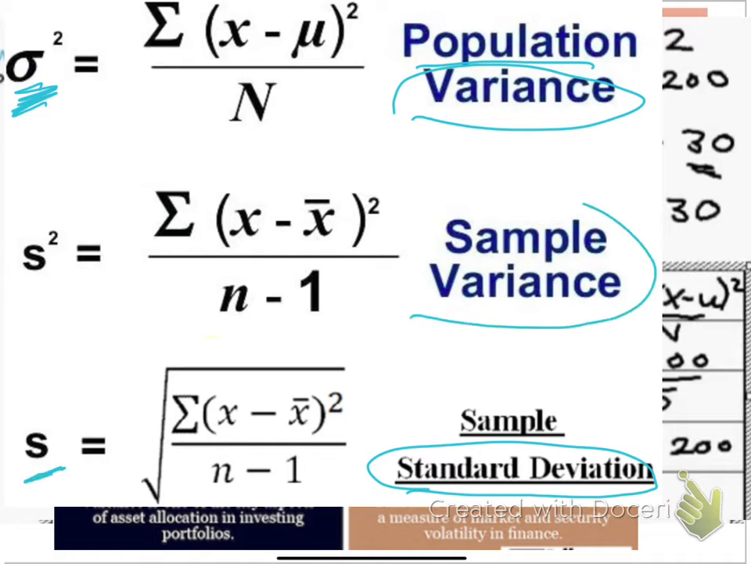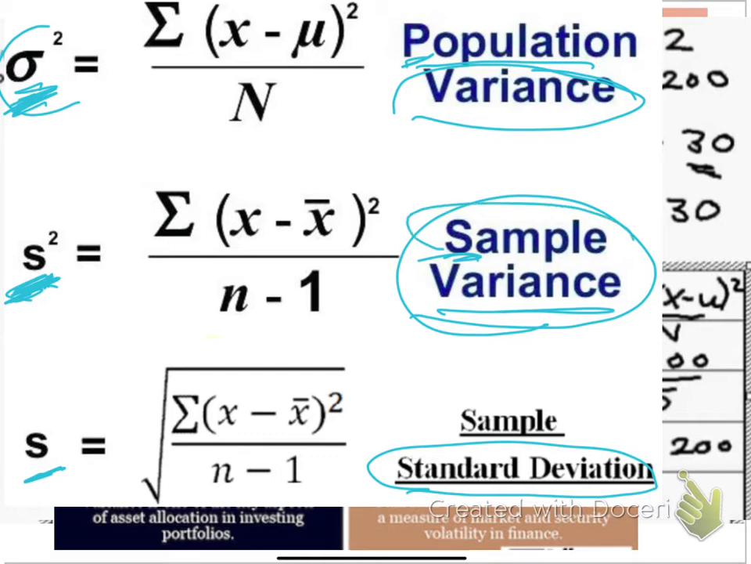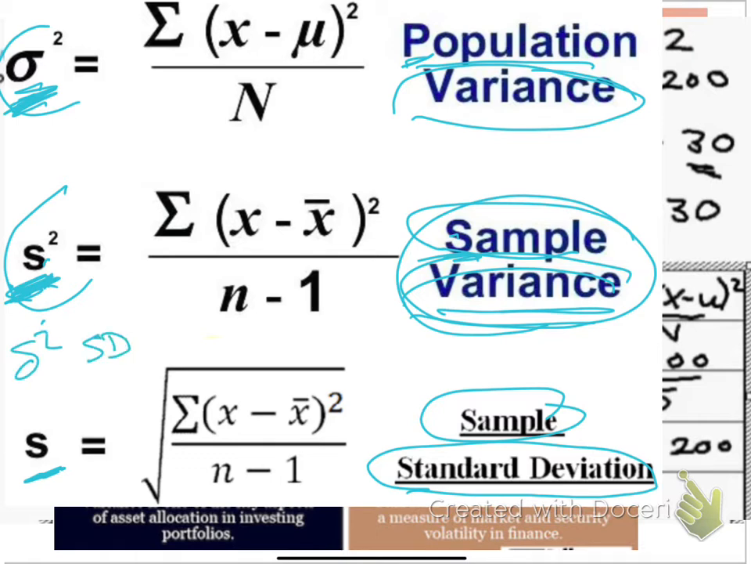If it is a sample, and the variance, it will be S squared. So a sample always takes S. Sample takes the notation S. Population takes the notation sigma. If it is variance, it will be squared. If it is a sample and the variance, it will be S squared. Okay, so S for sample, variance always squared. Standard deviation for a sample will be S.